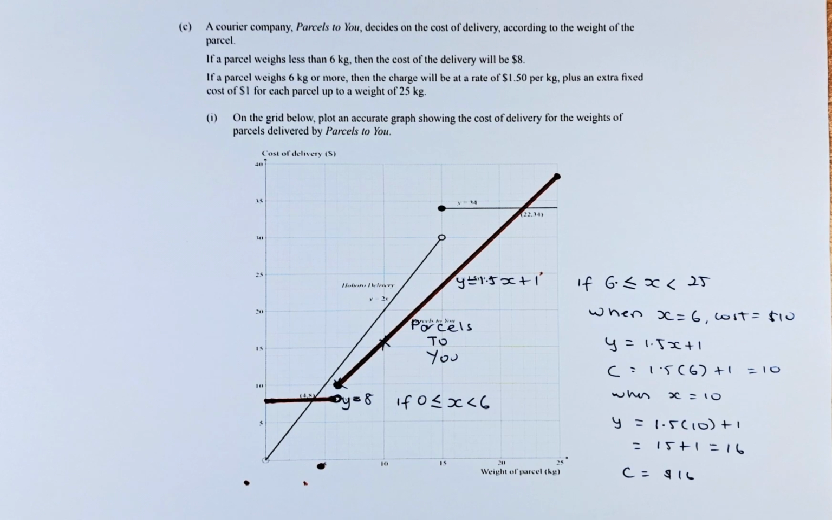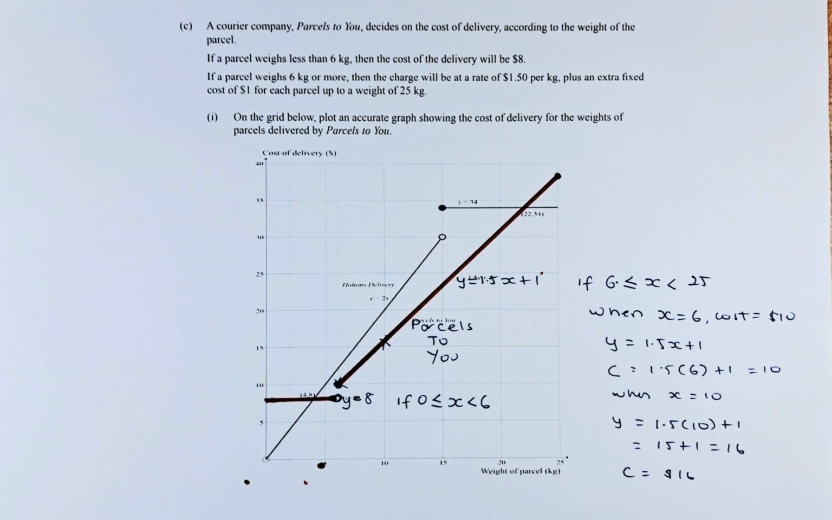So if you get Part 1 and Part 2 right, you get 2 excellence, and that means you get E8 for this particular question. So the courier company is Parcels to You. The orange line is Parcels to You. These are not drawn; we have to draw them later. I'll teach you how to draw it, okay? It decides on the cost of delivery according to the weight of the parcel.